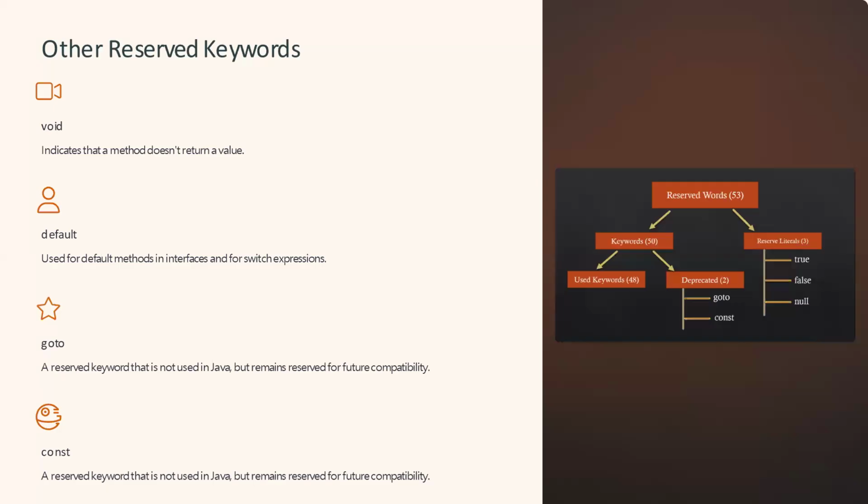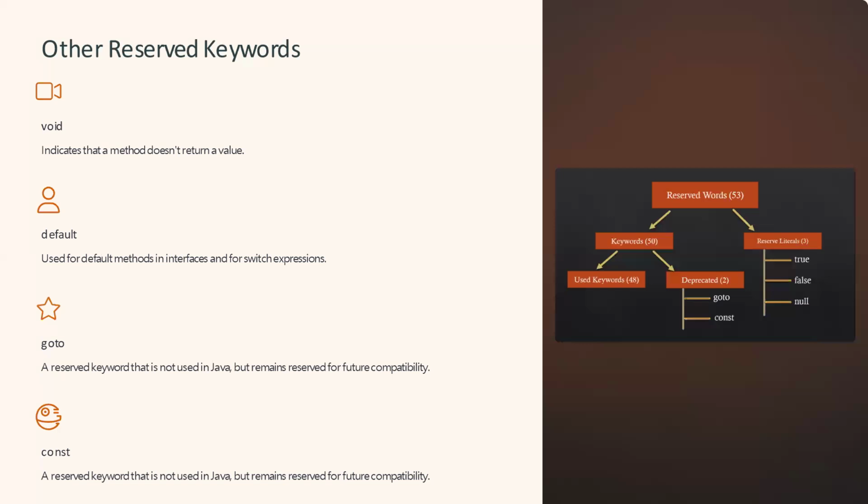Then next, other reserved keywords are void, default, goto. Void indicates that the method doesn't return a value. Means if we add void to any method, that method doesn't return any value. For example, if I use int, that method will return an int value. But if I use void, that method will not return any value.